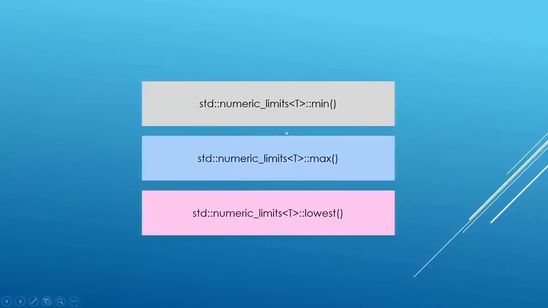You can think of this T as a placeholder for the type for which you want to know the minimum, the maximum, and the lowest point, respectively. I know this might be cryptic to some of you, so we're going to look at a few specific examples.